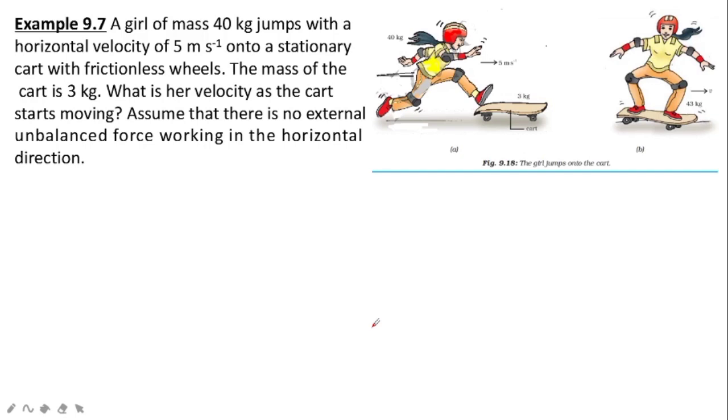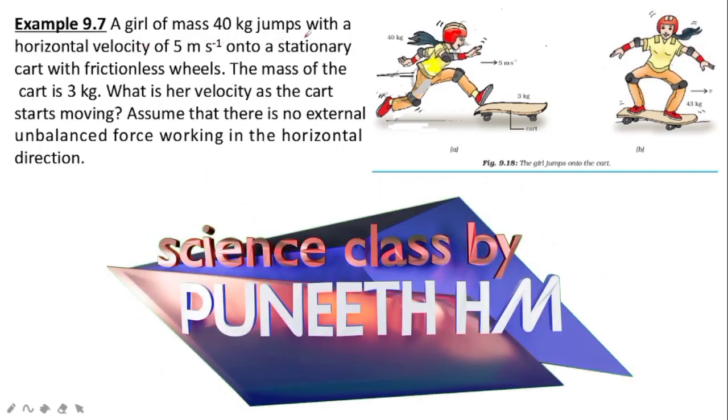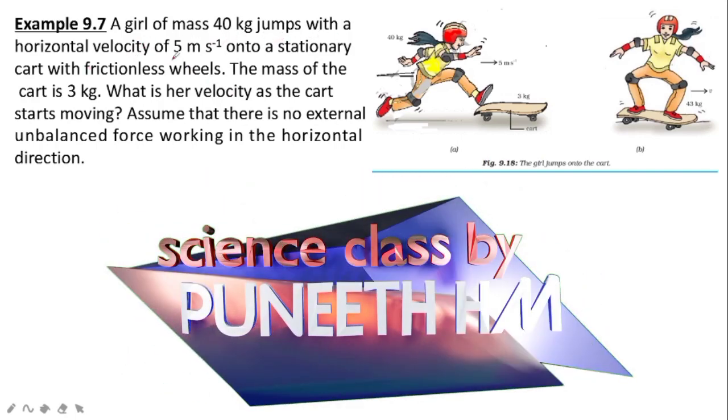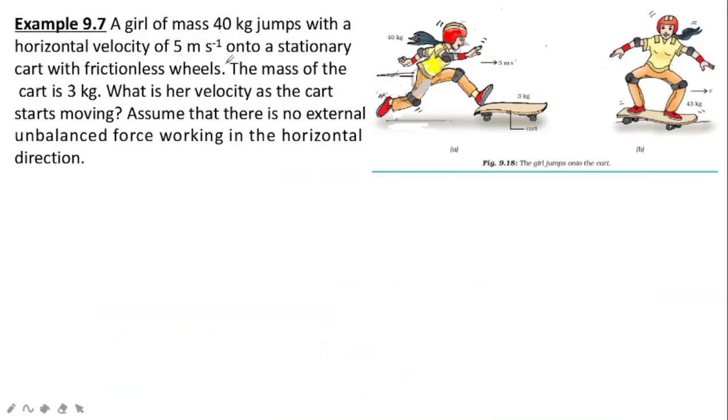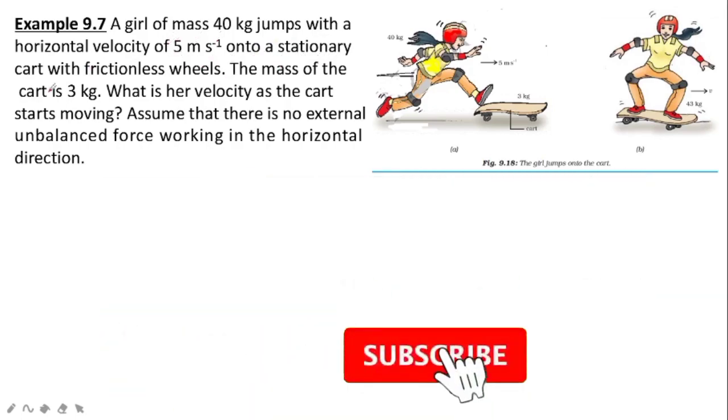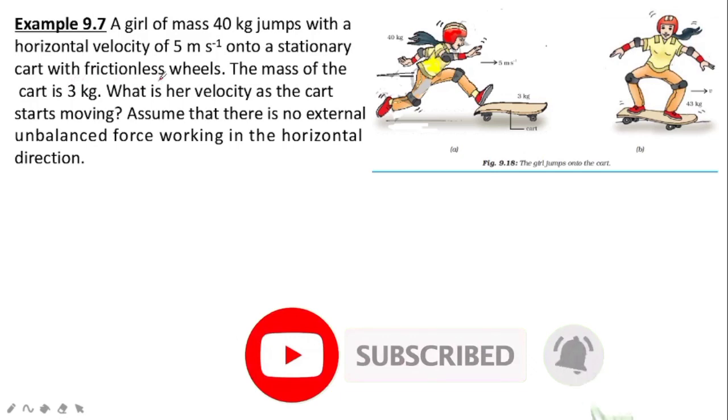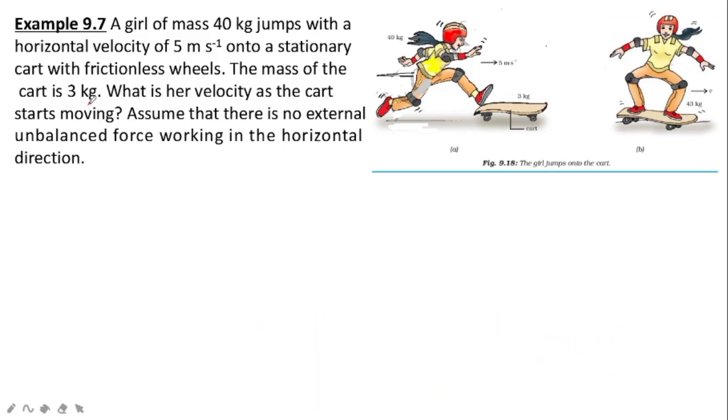That is example 9.7. A girl of mass 40 kg jumps with a horizontal velocity of 5 meter per second onto a stationary cart with frictionless wheels. The mass of the cart is 3 kg. What is her velocity as the cart starts moving? Assume that there is no external unbalanced force working in the horizontal direction.